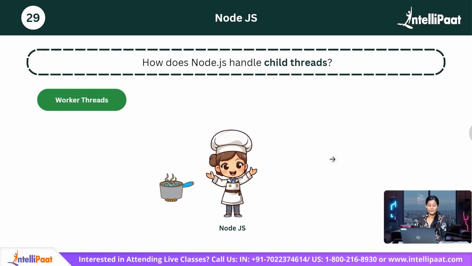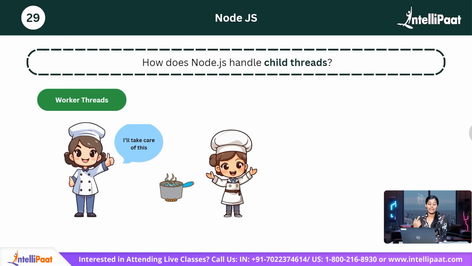Starting with worker threads. Again, let's go back to our chef example. You are the chef, you're boiling water. Now, what if you have some other important task to do, other than chopping vegetables, maybe something else which requires your full attention and you cannot come back to checking these smaller tasks like chopping vegetables or boiling the water? So what do you do? You call an assistant who will take care of this boiling water part for you.